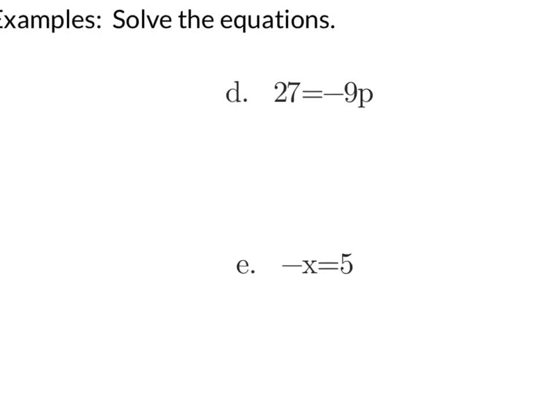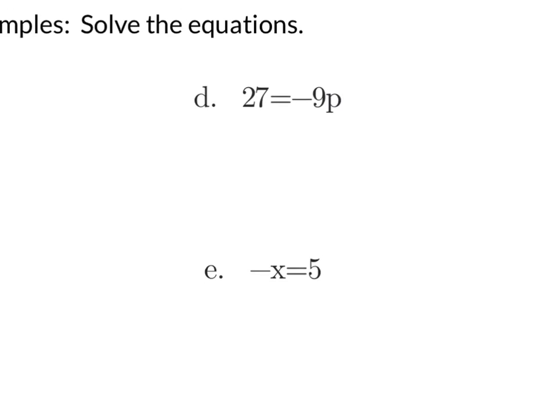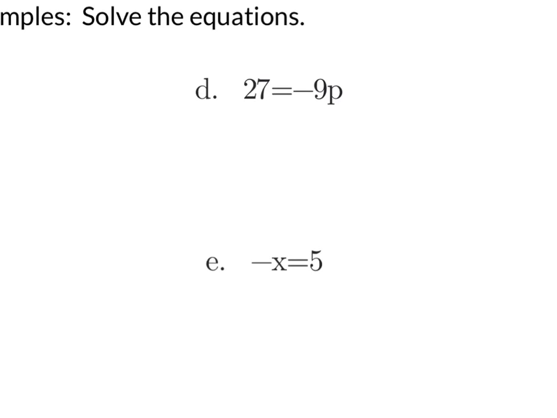A couple other examples. Let's look at example D. We have 27 equals negative 9p. To get p by itself, I want to get rid of multiply by negative 9, so I'm going to divide by negative 9. 27 divided by negative 9 is negative 3. My 9's cancel, my negatives cancel as well, and on the right side we are left with just p. So our final answer is p equals negative 3.